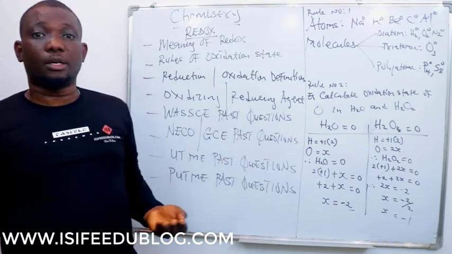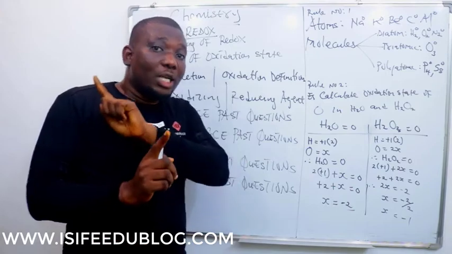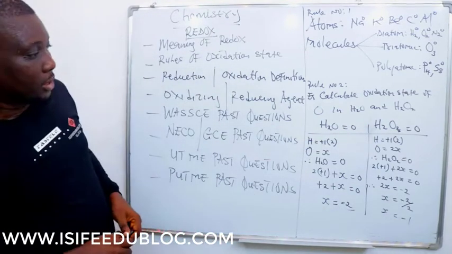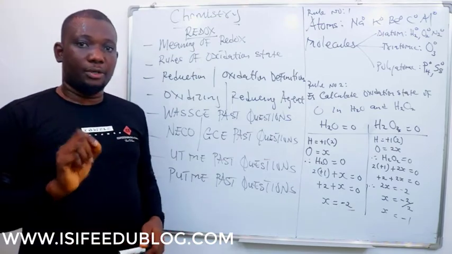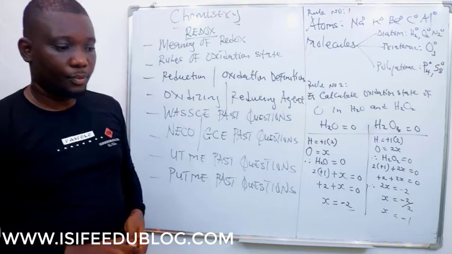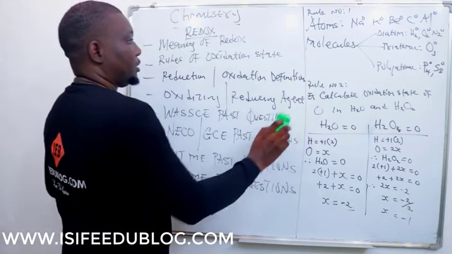So oxygen has a variable oxidation state of -2 in most of its compounds. Virtually all compounds of oxygen are -2. Only where it's not -2 is in peroxide, where its oxidation state is -1. That is in peroxide. Okay, that is rule number 2.